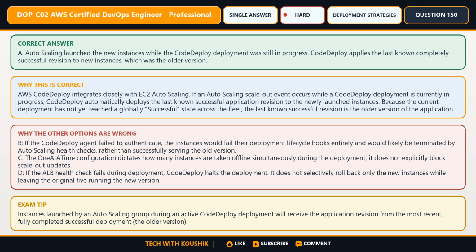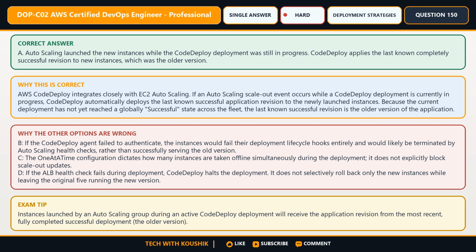Here's why the alternatives are not suitable. B. If the CodeDeploy agent failed to authenticate, the instances would fail their deployment lifecycle hooks entirely and would likely be terminated by Auto Scaling health checks, rather than successfully serving the old version. C. The one-at-a-time configuration dictates how many instances are taken offline simultaneously during the deployment. It does not explicitly block scale-out updates. D. If the ALB health check fails during deployment, CodeDeploy halts the deployment. It does not selectively roll back only the new instances while leaving the original 5 running the new version.